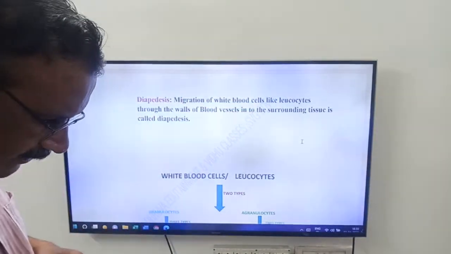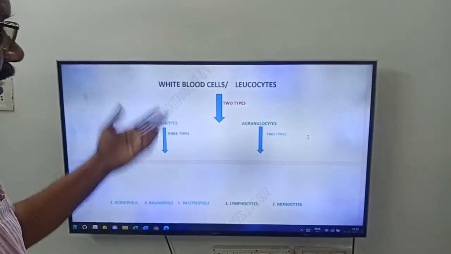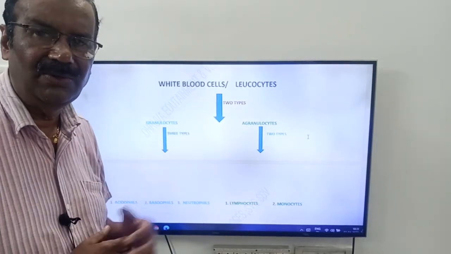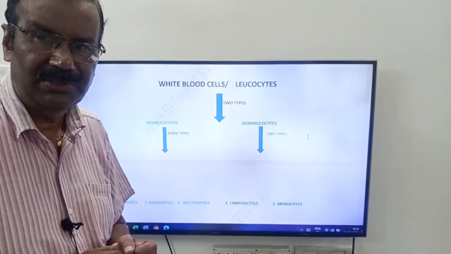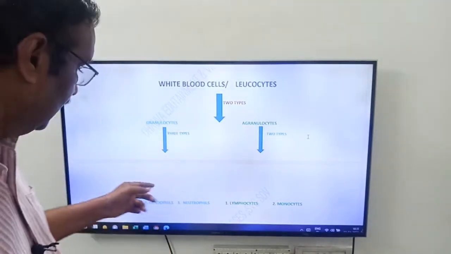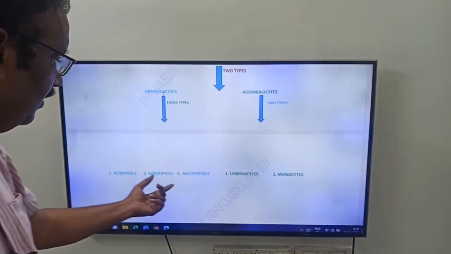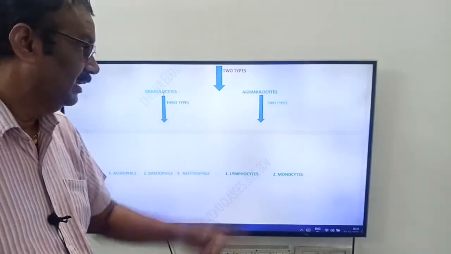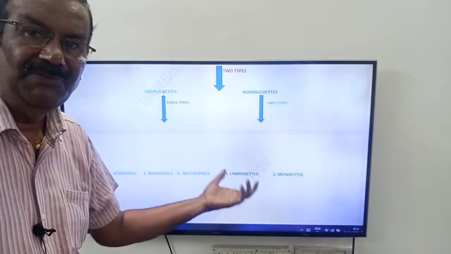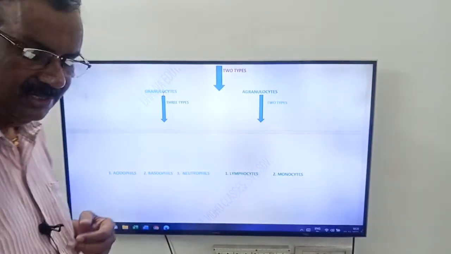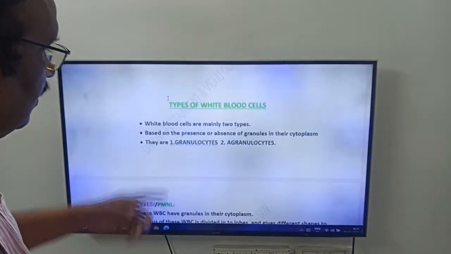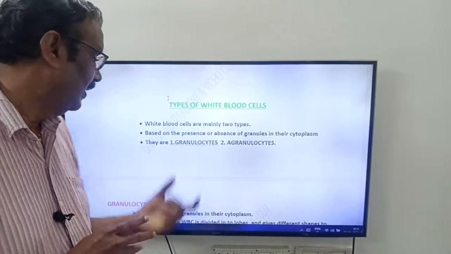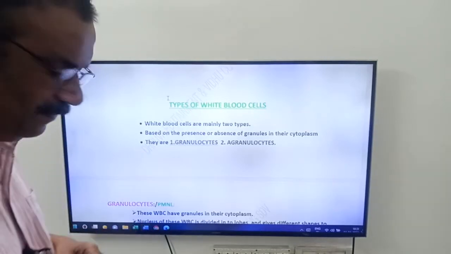Diapedesis. Now see friends, types of white blood cells, you know it. There are two types, granulocytes and agranulocytes. Granulocytes have granules, agranulocytes have no granules. These granulocytes are three types. They are acidophils, basophils and neutrophils. Whereas agranulocytes are two types, lymphocytes and monocytes. Okay friends? Now come to one by one. So white blood cells are mainly two types based on the presence or absence of granules. They are granulocytes and agranulocytes.